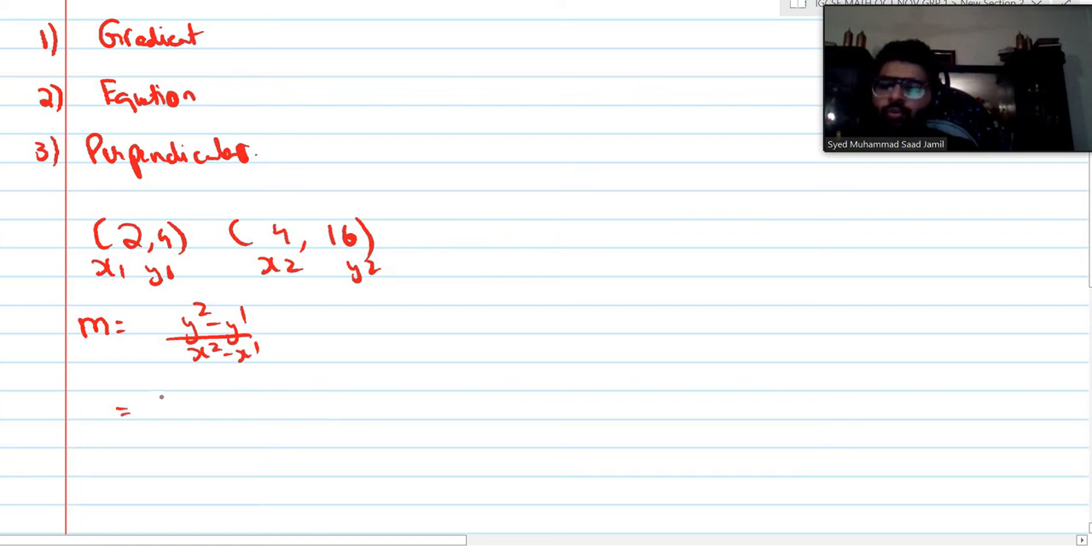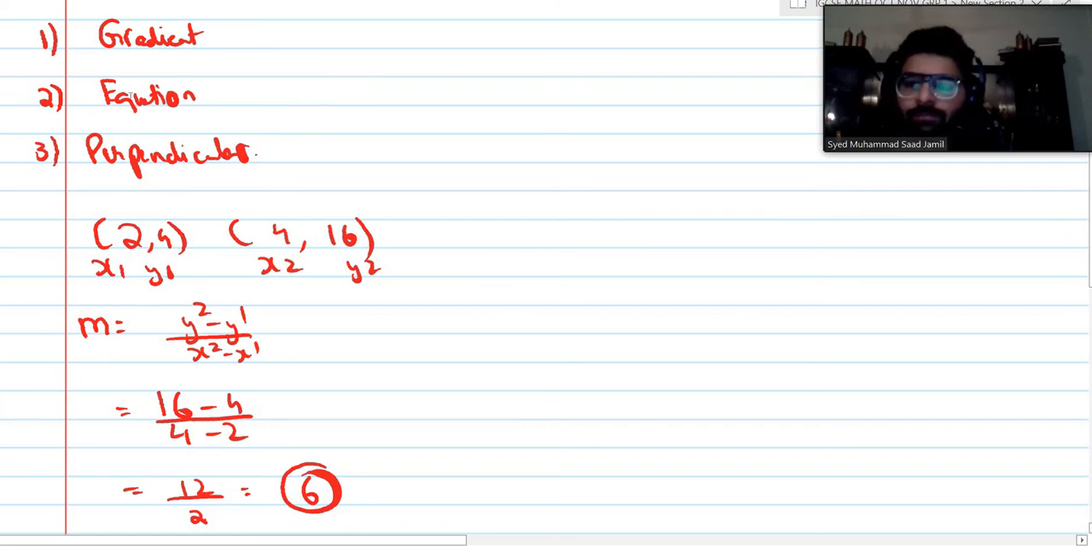Instead of y2, I will just write 16. Instead of y1, I will just write 4. In place of x2, I will write 4, and in place of x1, I will write 2. So this becomes 16 minus 4 is 12, 4 minus 2 is 2, and 12 divided by 2 is 6. So that's how we get our gradient.